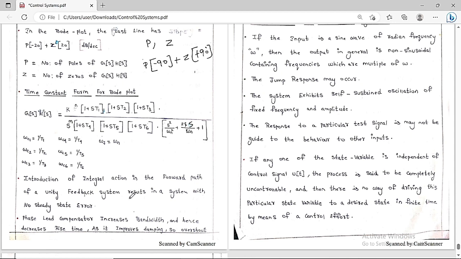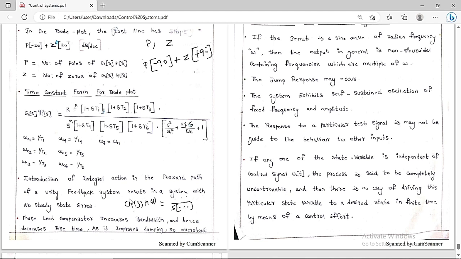The next part is that introduction of integral action in the forward path of a unity feedback system results in a system with no steady state error. Whenever we introduce an integral action in the forward path transfer function with unity gain, basically we are adding a pole at the origin. Suppose I take G(s)H(s), some transfer function here. Now we are adding a 1 by s. So we are going to increase the order of the system by 1 unit, as well as the type of the system by 1 unit, as you can see clearly from this expression.